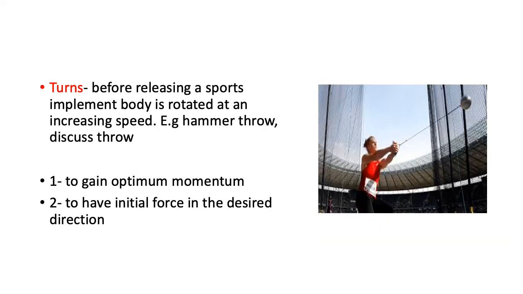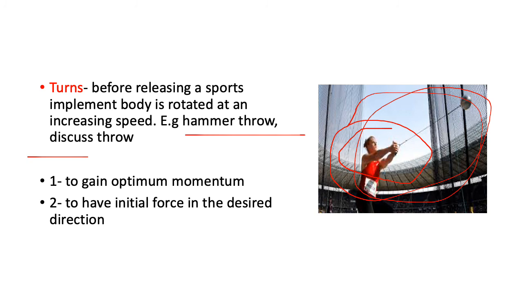The third type is turns. Sometimes you take turns to create momentum. Before releasing a sports implement, the body is rotated at an increased speed. For example, hammer throw, discus throw. In these games, she is going to rotate herself with great speed. So what she is doing in this preparatory phase is creating optimum momentum to have initial force. So the purpose is almost the same in all the cases, but the ways of doing it are different. Either you make turns, or you do an approach run, or you do withdrawal movements.